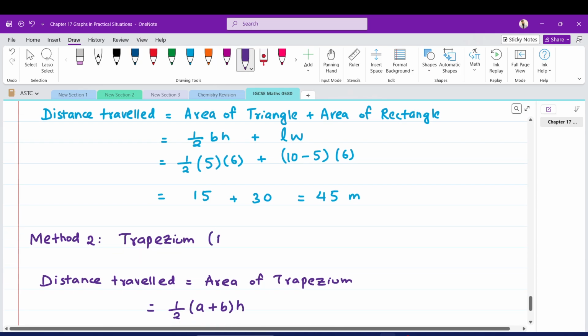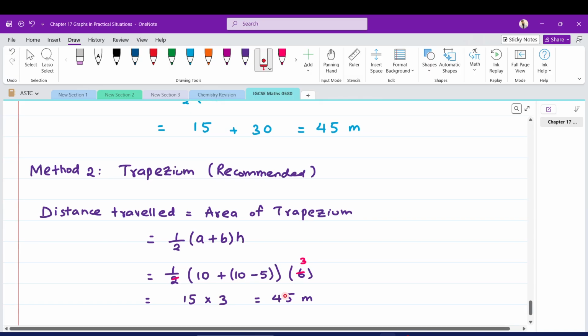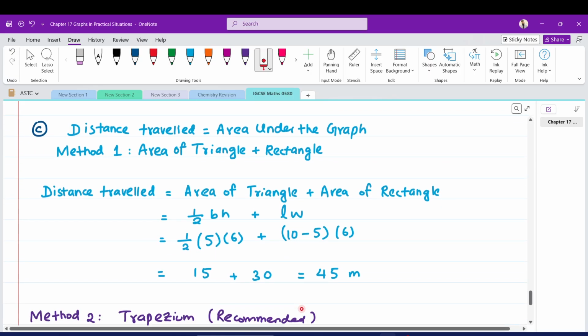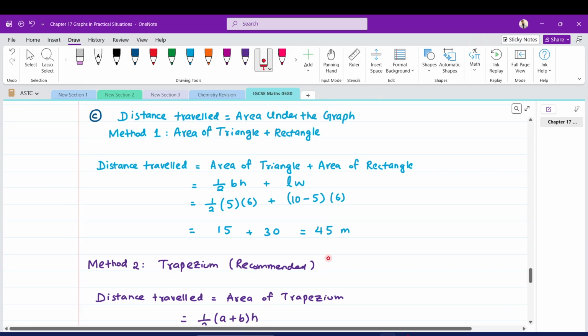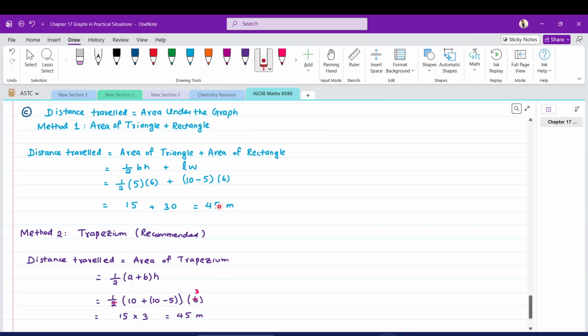Okay, so that would be my method 2, which is the trapezium, and I would say that this is recommended because it actually makes your working a lot faster and you can quickly get your answer, which is the same. Okay, so you can see that the number of steps might look a bit the same, but there's more working involved in the first method, more calculation, that means more chances of errors.